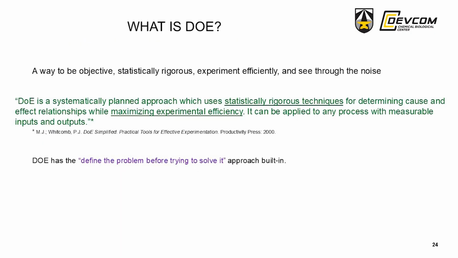So the next 2 case studies deal with DOE, and this is some of the definitions. I always get the question, well, what is DOE, if they haven't heard about it? And I say, well, it's statistically rigorous. It's an objective way to experiment, to help you see through the noise.